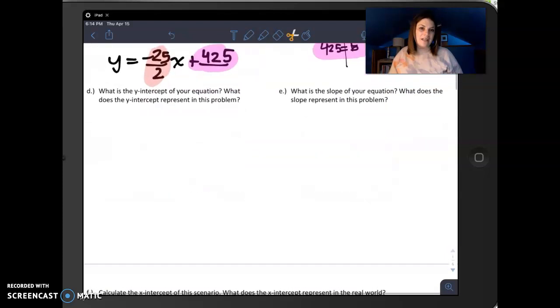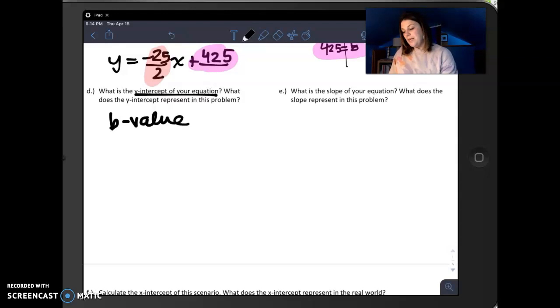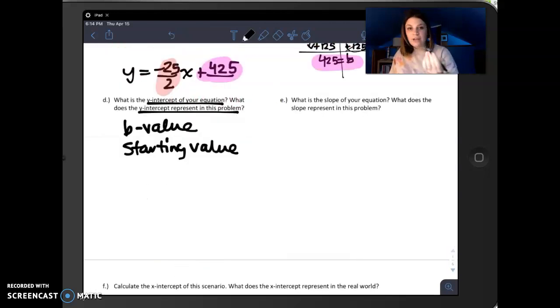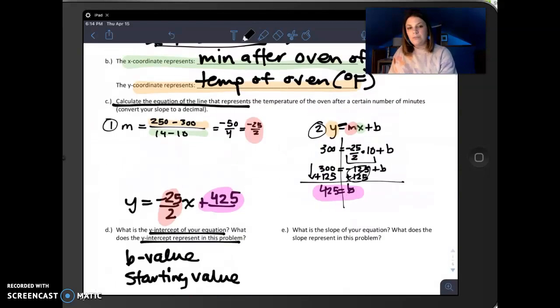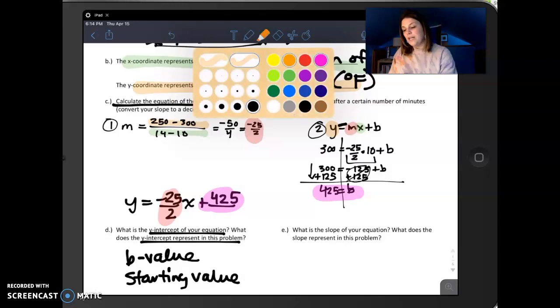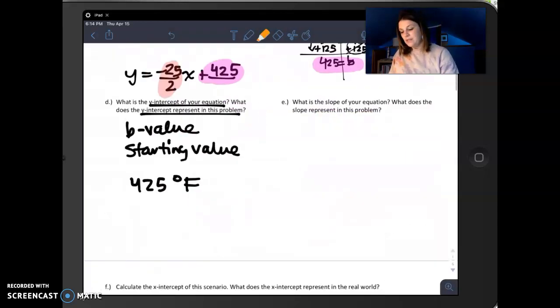All right, so the y-intercept of our equation is our b value. And what does the y-intercept represent? It represents the starting value. And so we know that the b value that we just solved for is 425, and it is our starting value. And since it's a y-intercept, we know it has the same units as our y coordinate. So 425 degrees Fahrenheit.